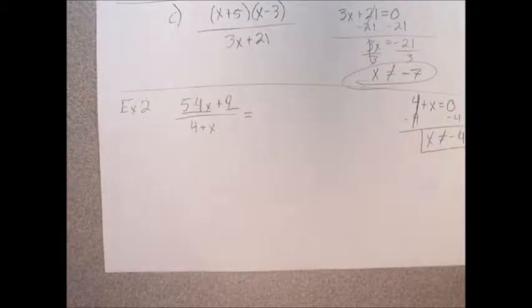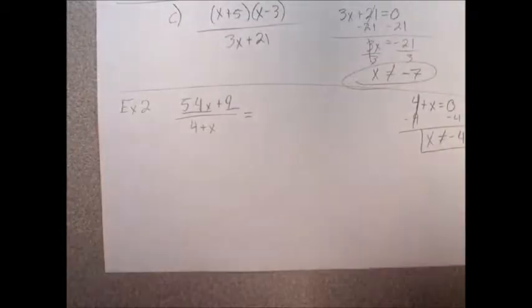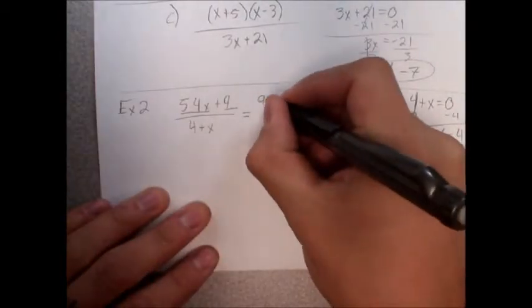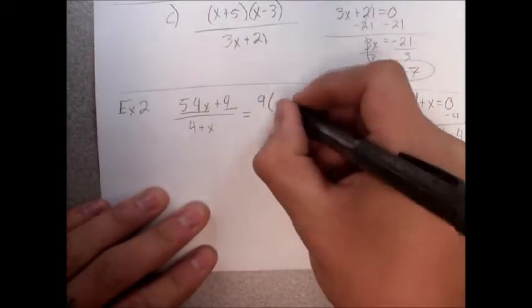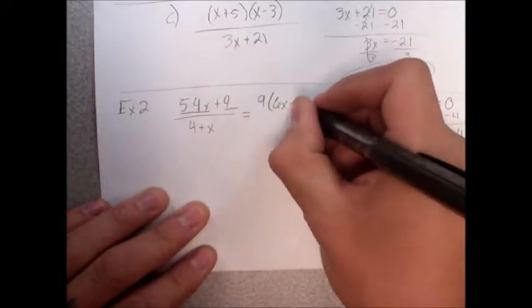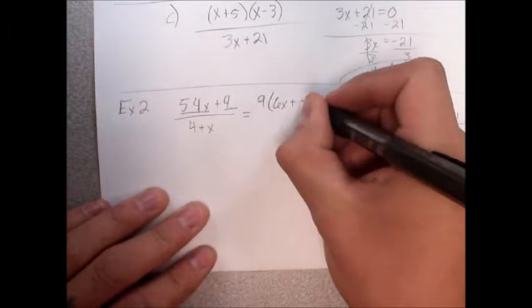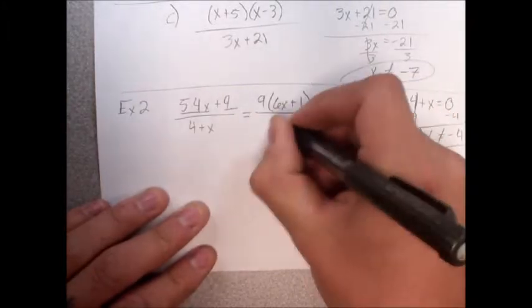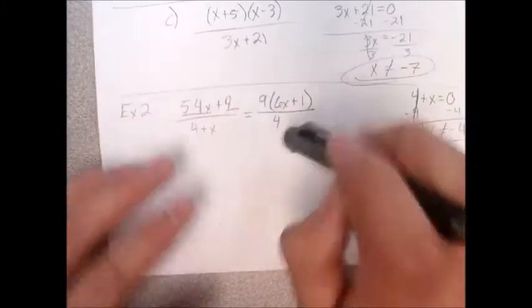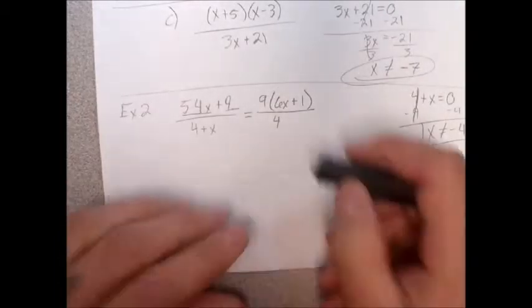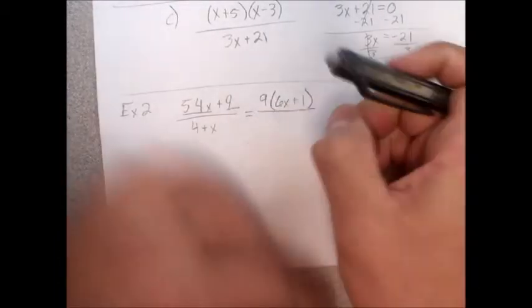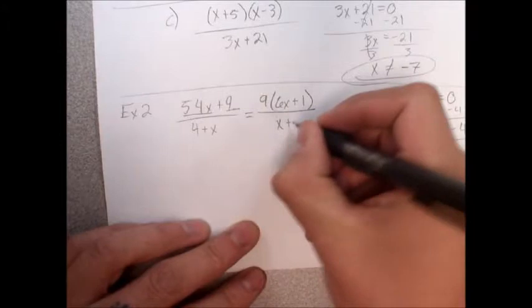There we go. Alright, so 9 coming out of 54x leaves me 6x. And 9 coming out of 9 leaves me with what? 1. There we go. And they have 4 plus x. I'm going to write this in standard form. Standard form puts the variables up front. I don't like writing numbers before variables, so I'm going to write it as x plus 4.